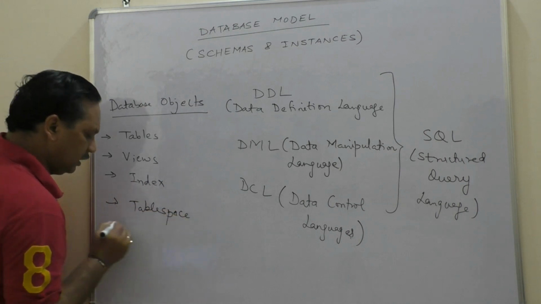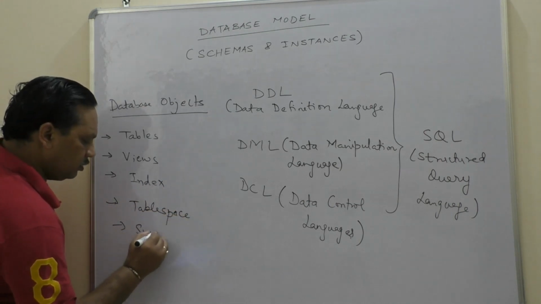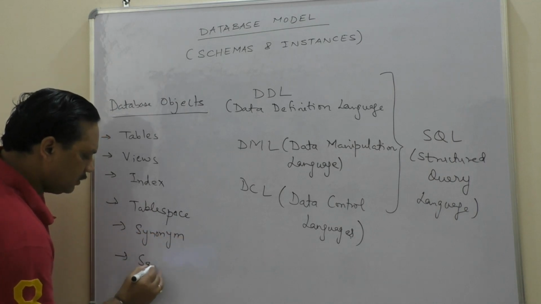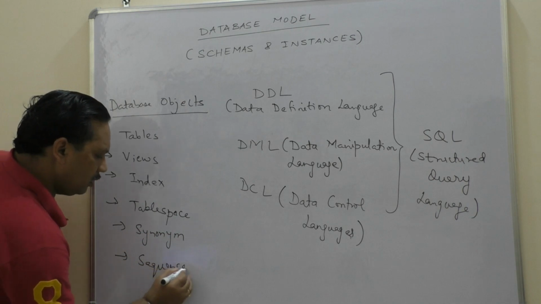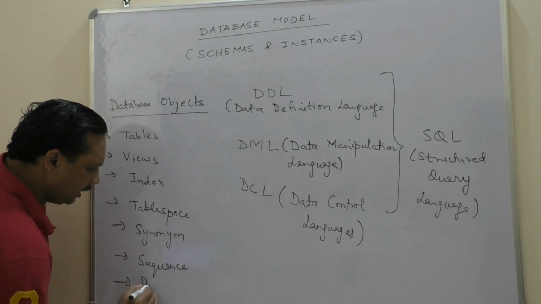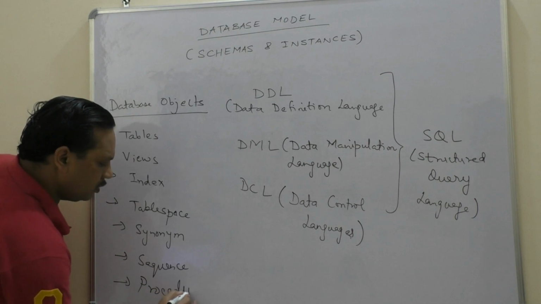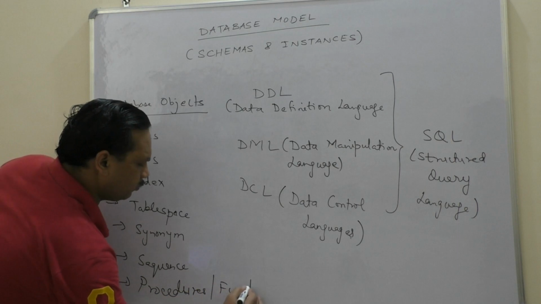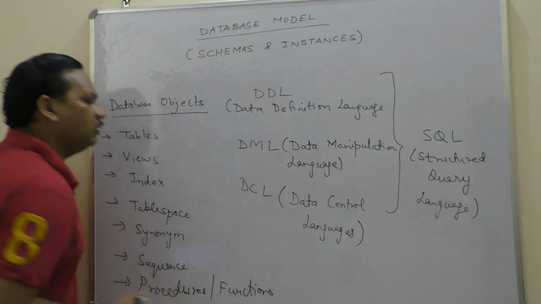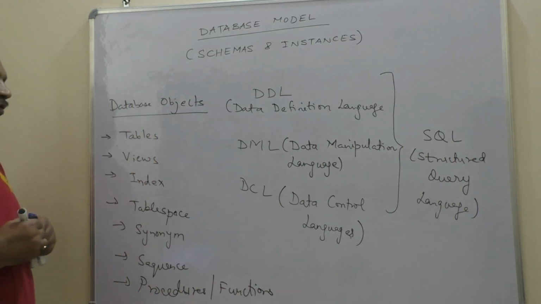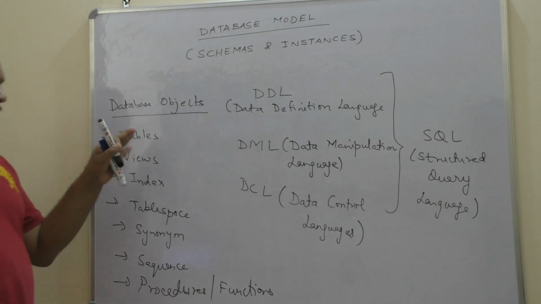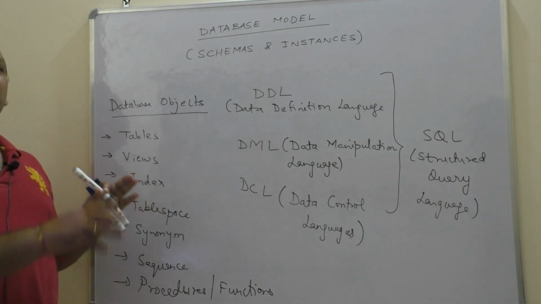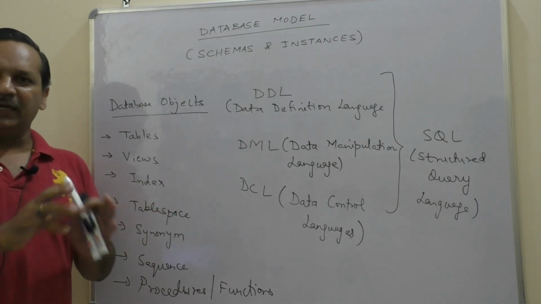Then synonym, then sequence, then procedures, database procedures, and functions which are used in database programming. All these are different database objects. The same tables are created in Oracle, in DB2, in Sybase, in Unify, in Informix, in any database language.